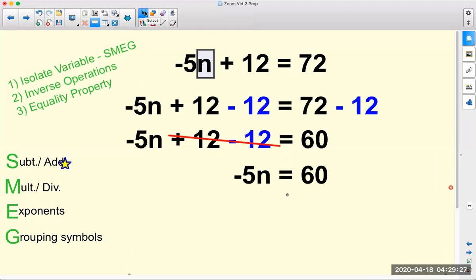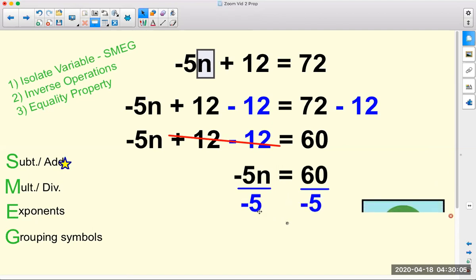Now we have to look for M, multiplication or division. Does this look familiar? It should. We've got a coefficient in front of a variable. When you see that, you know that's multiplication. So we're multiplying by negative 5. The inverse of multiplying by negative 5 is dividing by negative 5. And we have to do that on both sides of the equals because that is the equality property. And it looks like this.